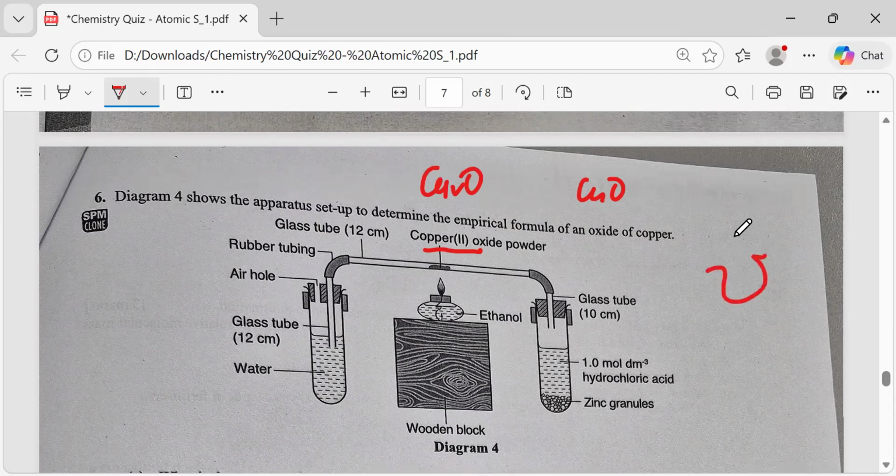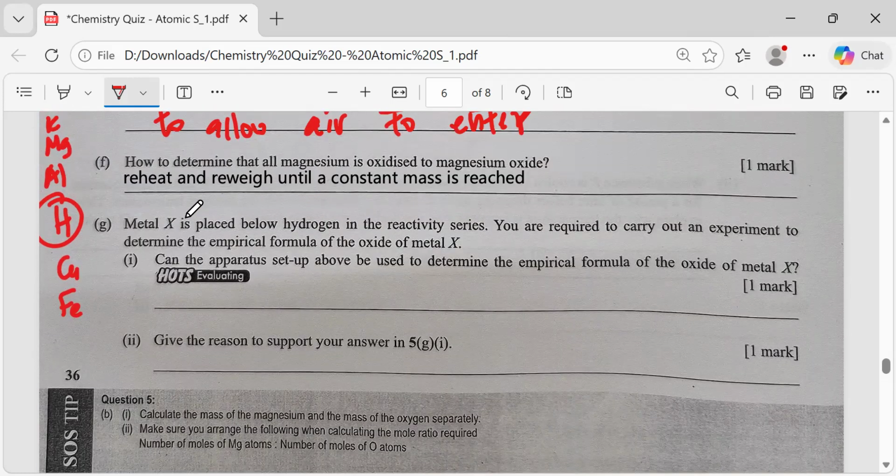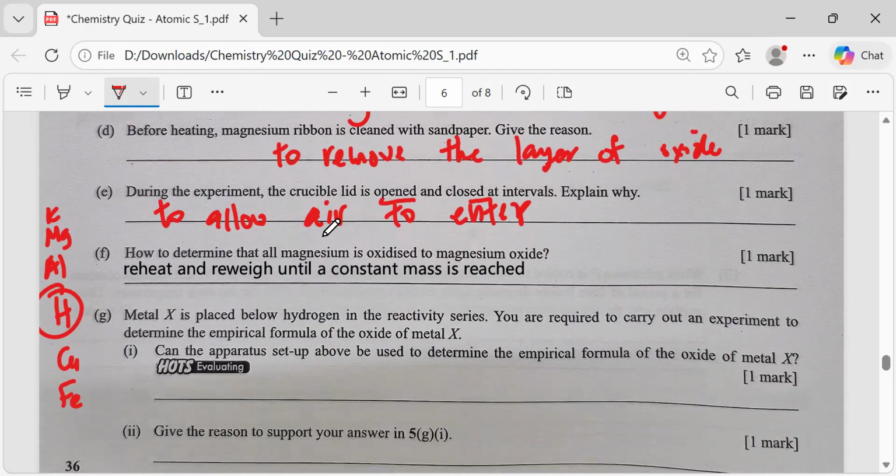Okay? So if I just heat up like that, put the crucible and heat up like that, it could be copper 1, could be copper 2, I don't know which one. Could be a mixture. Understand? So when it's below the reactivity series, if it's a transition metal, we don't use this way. Metal X is placed below hydrogen in the reactivity series. Can the apparatus setup be used? No, not really.